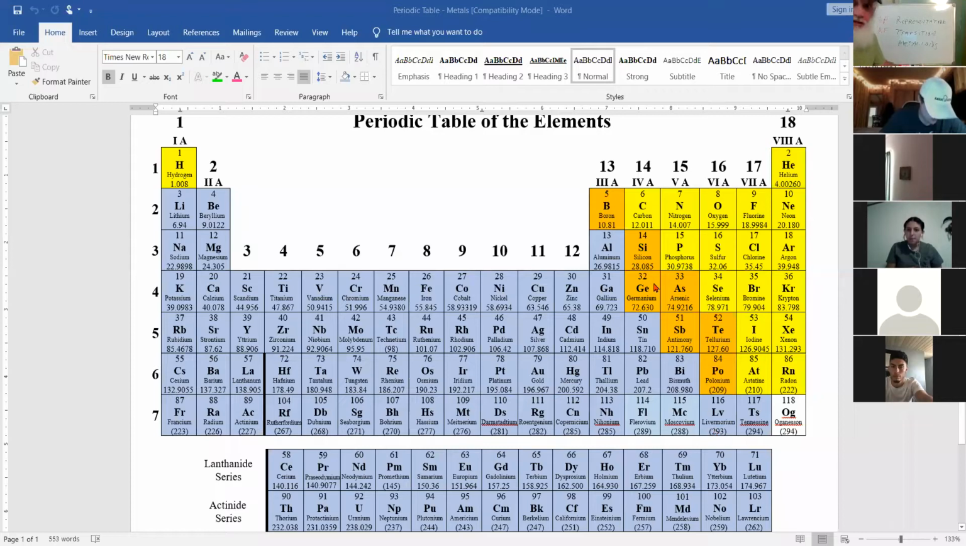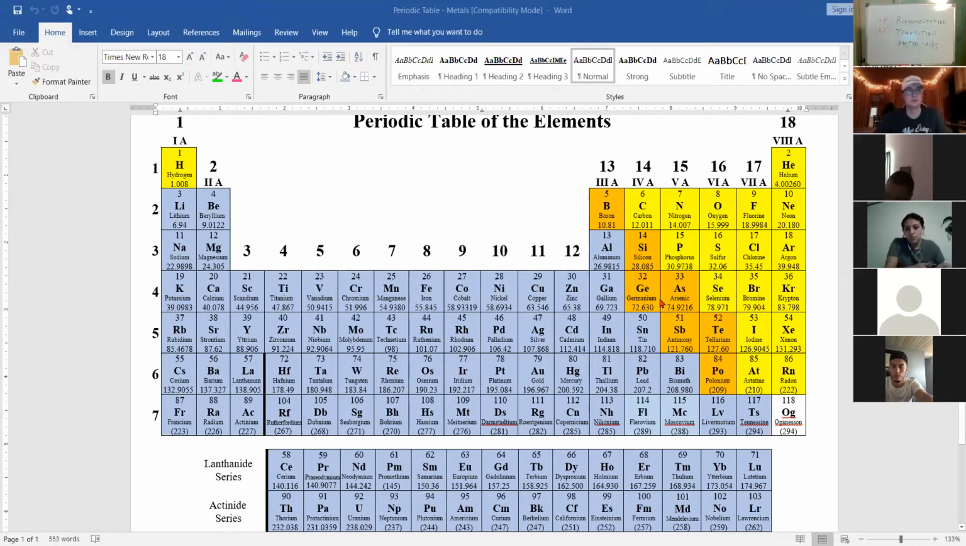Without those, we wouldn't be here having this class right now, because that's what computer chips are made out of. Computer chips are largely made out of silicon, doped occasionally with germanium atoms. So every computer chip is made out of that. There are some very important metalloids. Arsenic is rather important. The other ones, not so much.